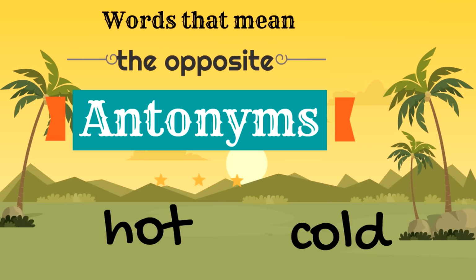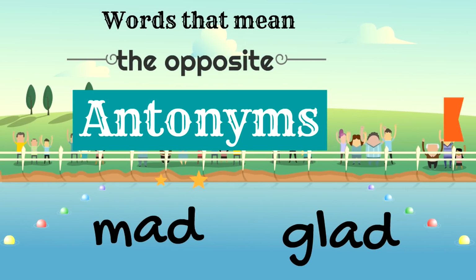How about these antonyms? Hot and cold. Hot and cold mean the opposite things. That means they're antonyms. They're opposites. Antonyms are words that mean the opposite thing, like mad and glad. They're completely different. They're opposite. Mad and glad are antonyms.